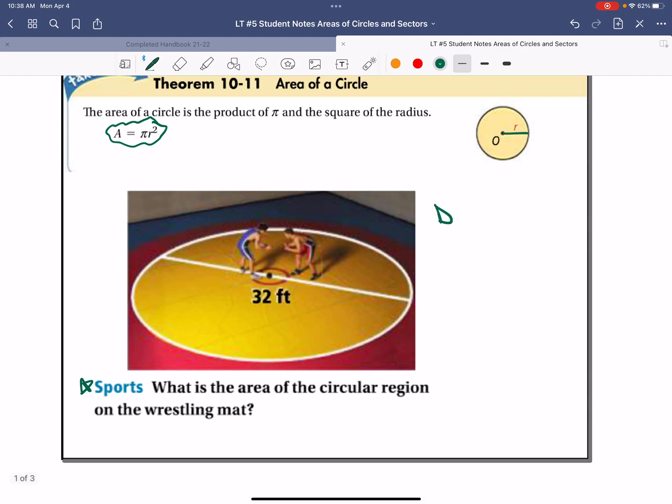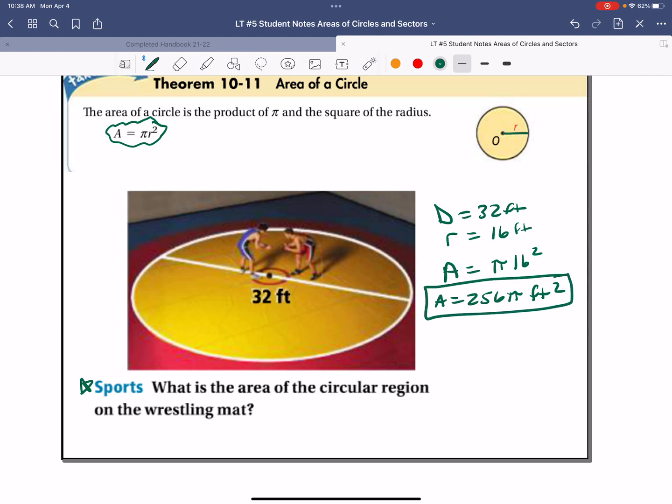Okay, because we have a diameter of 32 feet, that gives us a radius of half of that. And so area is pi times 16 squared, or 16 squared is 256 pi feet squared. This would be our exact area, and it's exact because we didn't type pi in. If you type pi in, you'll get the rounded, approximately 804.25 feet squared. So this is approximate versus the exact.